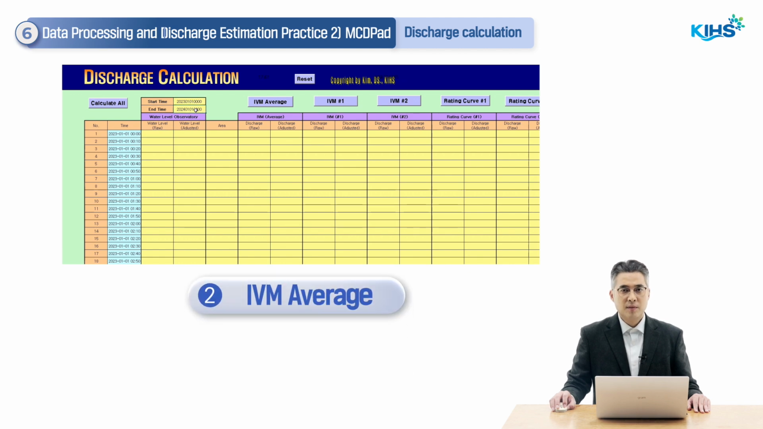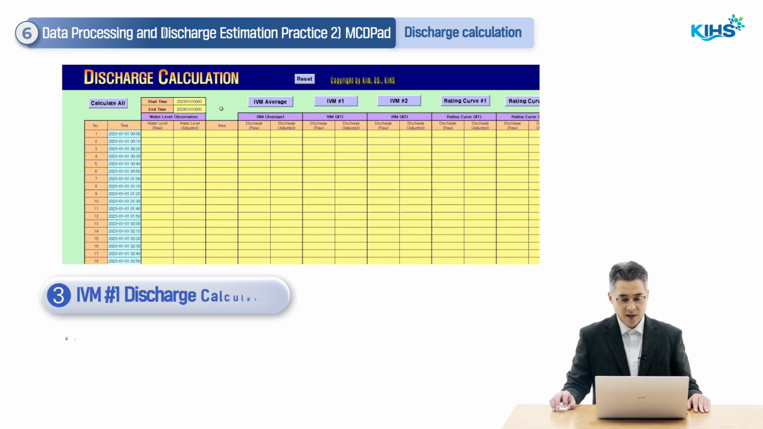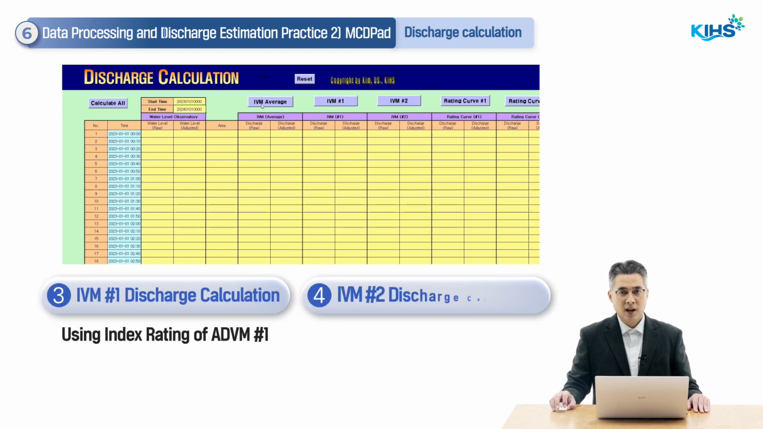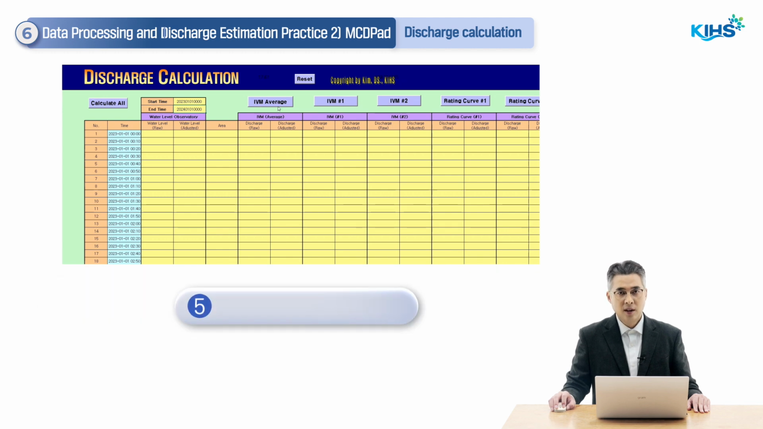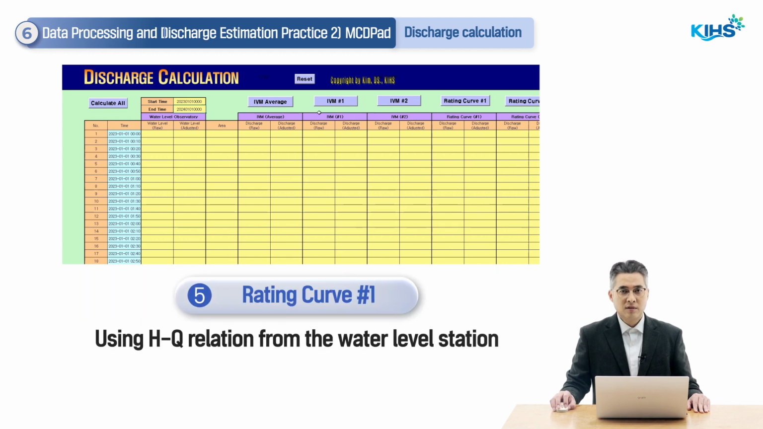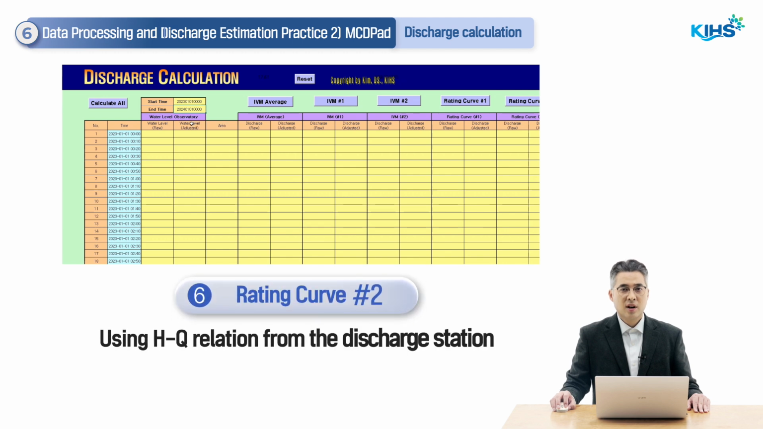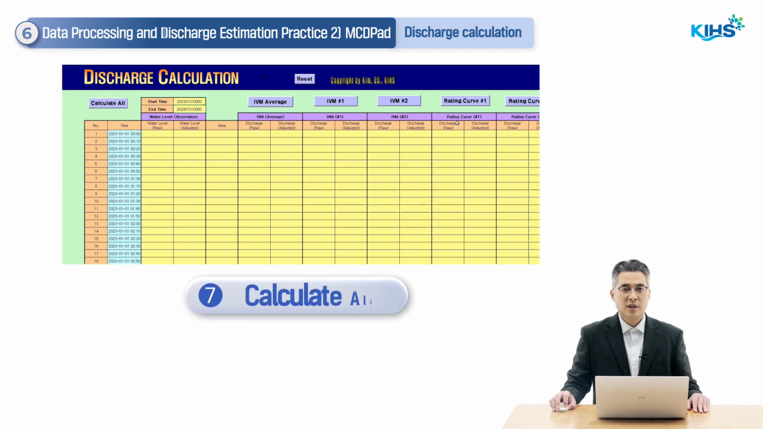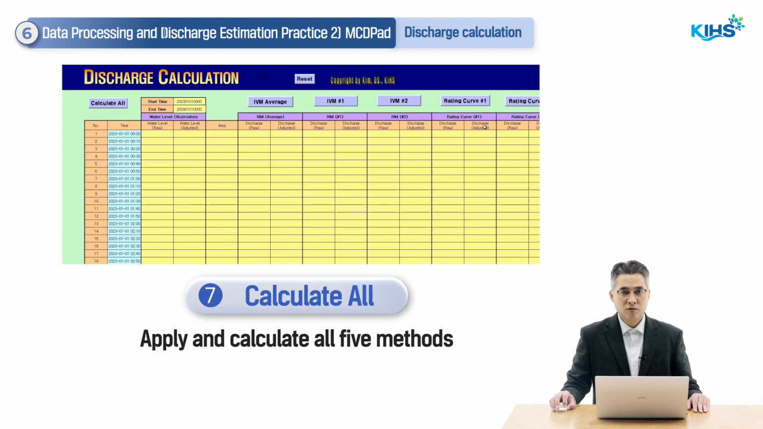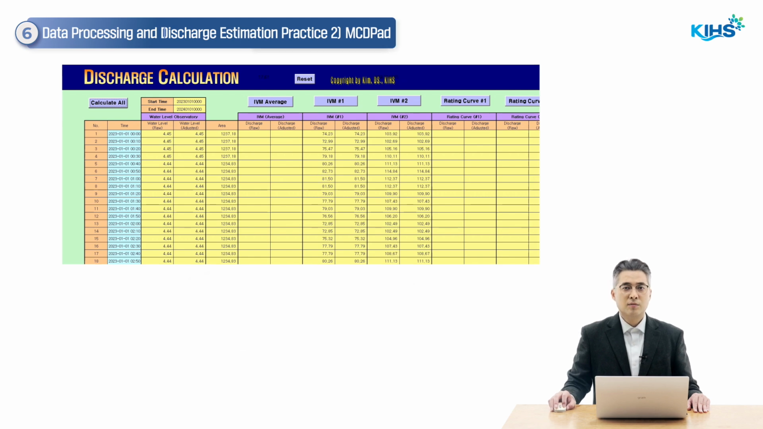Discharge is calculated using the average relationship from the 2 ADVM units, applying the individual equations for ADVM sharp 1 and sharp 2. Rating curve sharp 1 calculates discharge. Rating curve sharp 2 calculates discharge using the stage-discharge relationship from the discharge station. Discharge is then calculated using all 5 methods. Once all steps are completed, only the results remain.